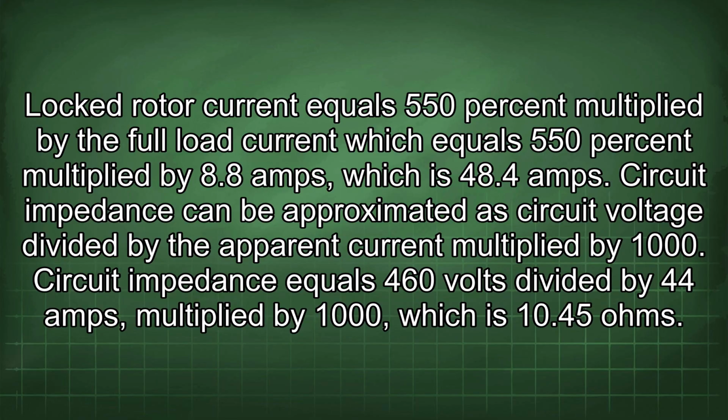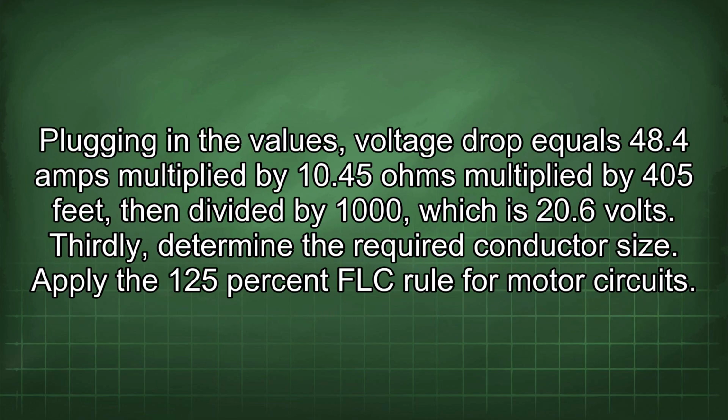Circuit impedance can be approximated as circuit voltage divided by the apparent current multiplied by 1000. Circuit impedance equals 460 volts divided by 44 amps multiplied by 1000, which is 10.45 ohms. Plugging in the values, voltage drop equals 48.4 amps multiplied by 10.45 ohms multiplied by 405 feet, then divided by 1000, which is 20.6 volts.